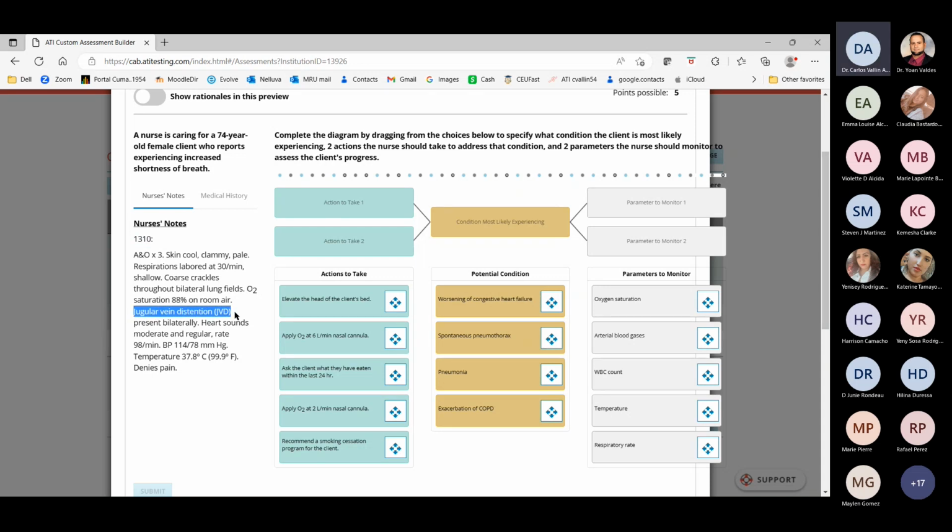Jugular vein distension. What is happening when there is jugular vein distension? That the patient has too much liquid, fluid volume excess, no? Fluid volume excess. So probably the patient is in heart failure, right heart failure, but also could be in renal failure.